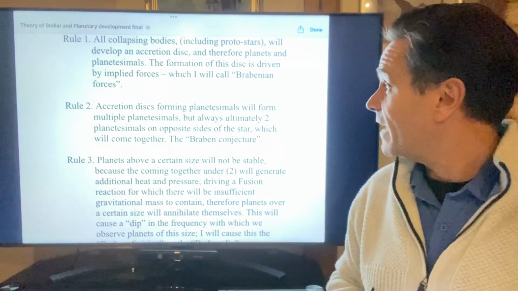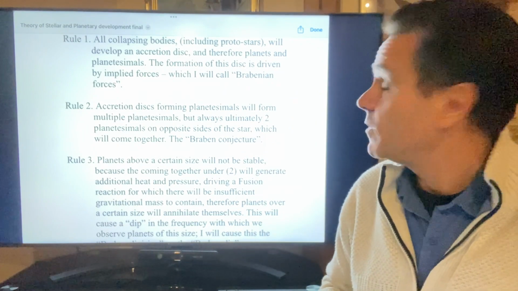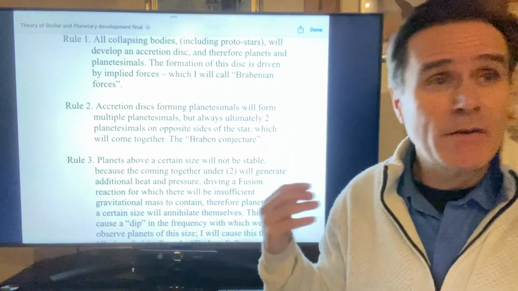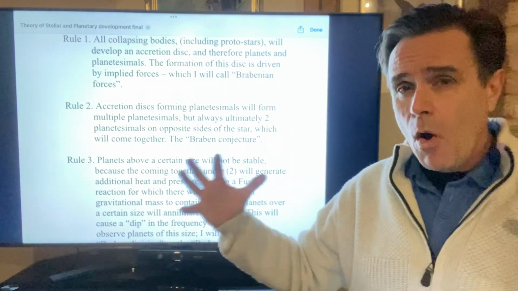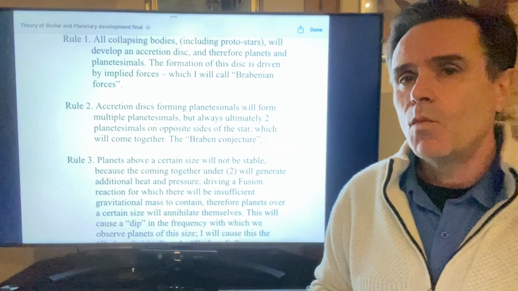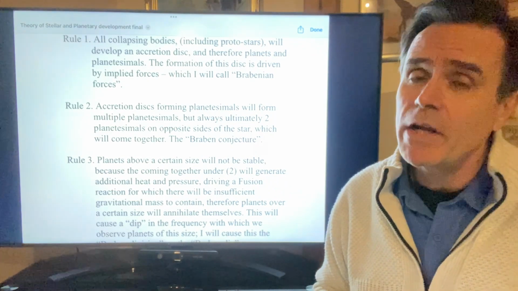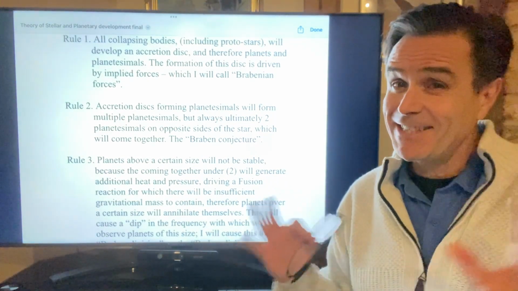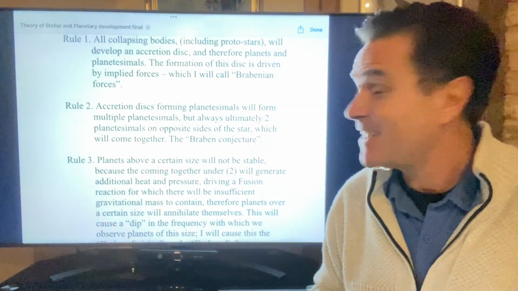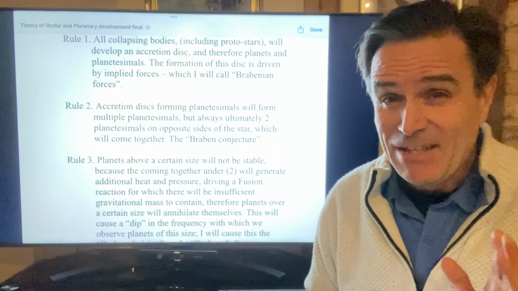So yeah, where I was at, oh yes, so the first rule is that all collapsing bodies, including protostars, including planets, including black holes, all collapsing bodies will experience a force. It's a thermodynamic force, which I'm calling a Brabenian force. Again, it's after my name. We'll have to see if those names stick. I kind of hope that they do.